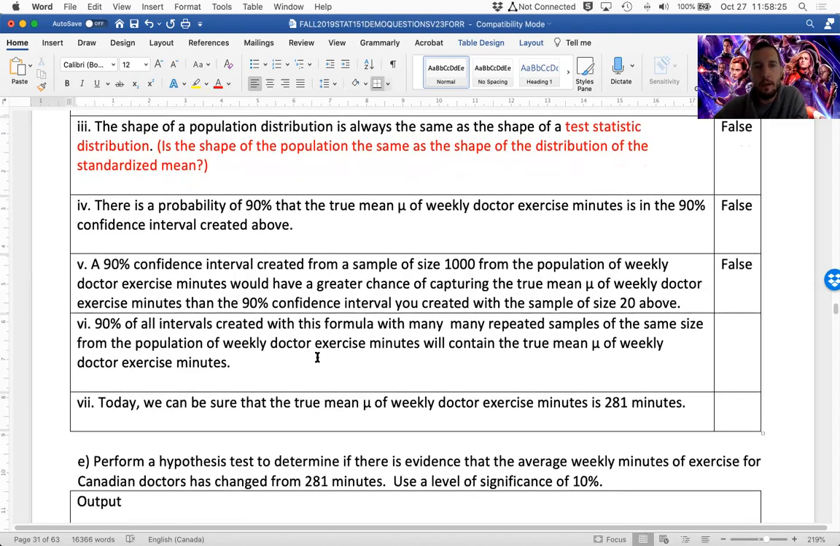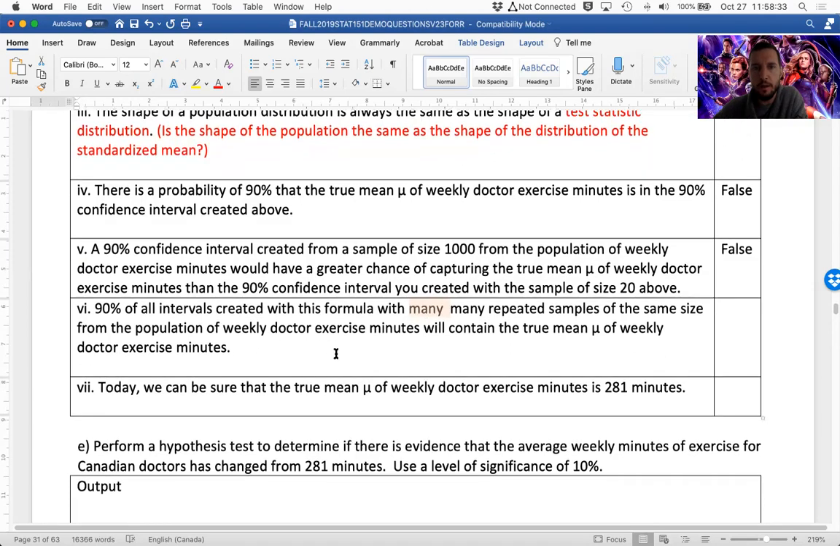90% of all intervals created with this formula, with many, many repeated samples of the same size from the population of weekly doctor exercise minutes will contain the true mean mu of weekly doctor exercise minutes. Yeah, that's true. That's the definition of the confidence interval.